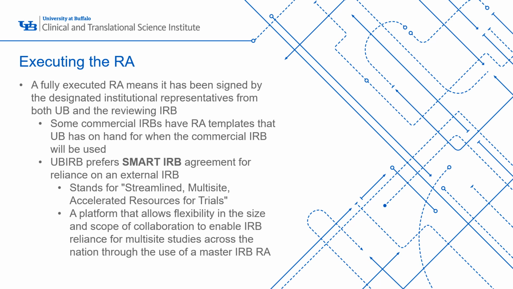The UB IRB prefers the SMART IRB agreement for reliance on an external IRB when it is available. SMART IRB stands for Streamlined Multi-Site Accelerated Resources for Trials. The SMART IRB is a platform that allows flexibility in the size and the scope of collaboration to enable reliance for multi-site studies across the nation through the use of one master reliance agreement. This is often used for studies that could be funded by NIH, for example. The SMART IRB is preferred, but the UB IRB will entertain alternative agreements if a site is not a member or has an acceptable rationale for not using SMART IRB.